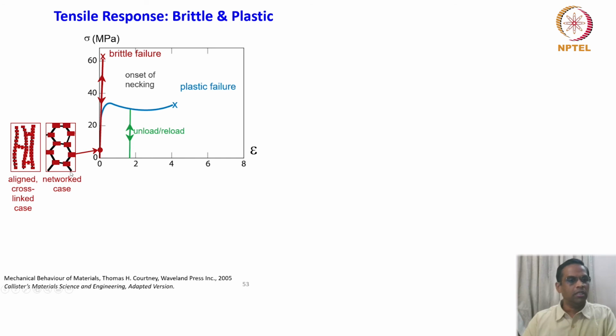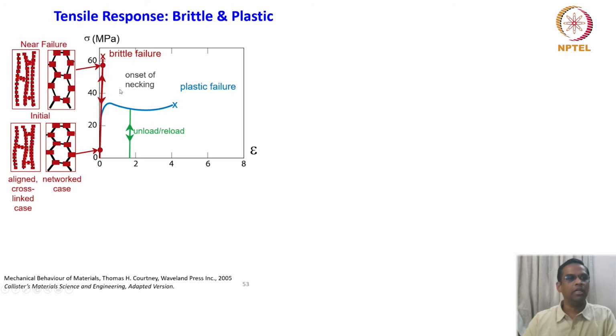As I just mentioned, to start with, they are all networked polymeric chains, and they are all aligned and cross-linked to start with. So what happens as the load goes up? That is the idea. So it is initial, and this is near failure. Nothing happens, literally no movement. It just breaks. It's all intact. Nothing happens to this network. Very strong network.